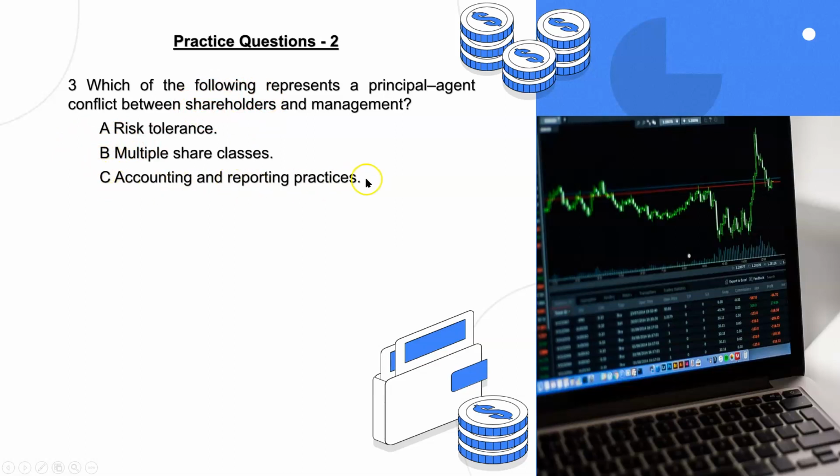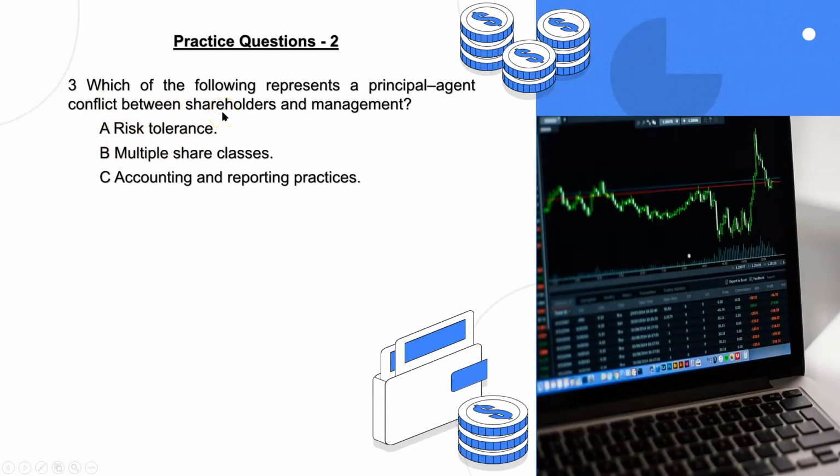C, accounting and reporting practices. There is no conflict. If management manipulates the figures to show very high profit, also this will be in the best interest of shareholders. But this is not advisable. It's not the real question. This is something else. It is wrong, but it is not in the context of principal-agent conflicts. So definitely the answer is A.